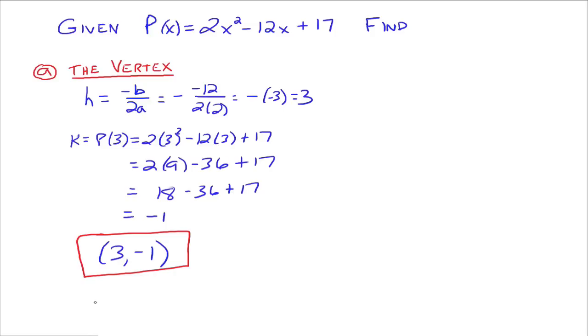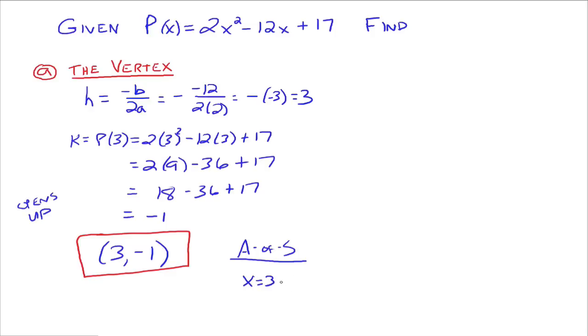The axis of symmetry. I'm going to abbreviate it and write it as A of S, axis of symmetry. Looking at this particular quadratic function, we know that it's going to open which way? So this one's going to open up. I'm just going to make a little note over here: opens up. The vertex we just figured out was 3, negative 1. So the axis of symmetry is going to be x equals 3.